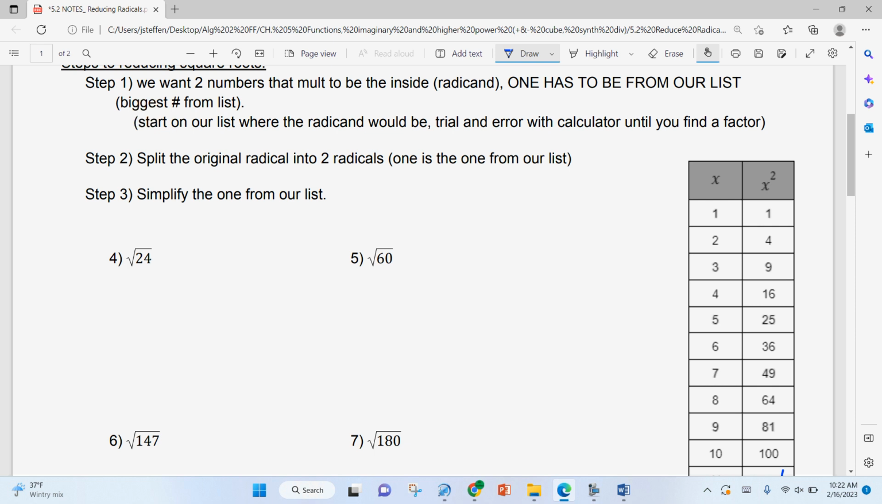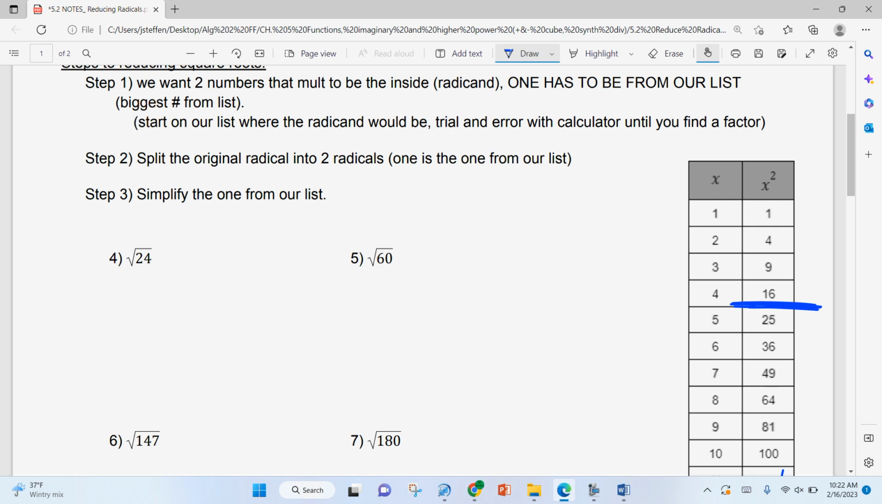The way we're going to find that is we want the biggest number from our list. That's important. To get the biggest number, we find where 24 would be on our list. Start on our list where the radicand would be. The radicand again is 24. What I mean is that 24, if it was on our list, would be right here between 16 and 25. Make a mark there. Eventually you might not want to, so use light marks you can erase. But 24 is in between 16 and 25.